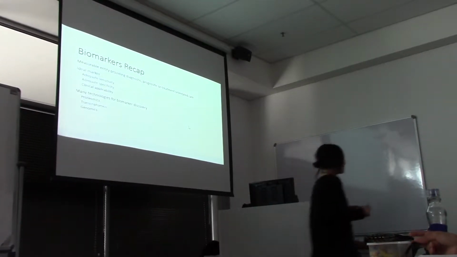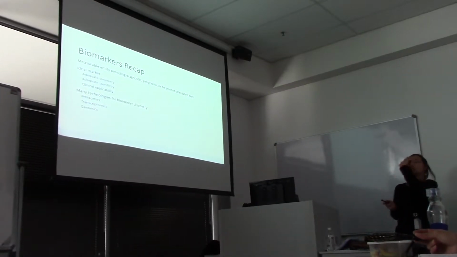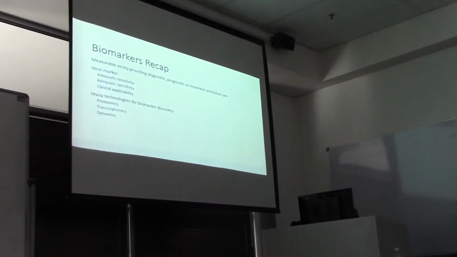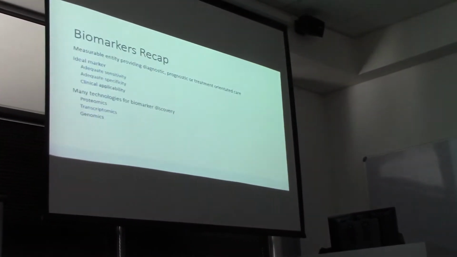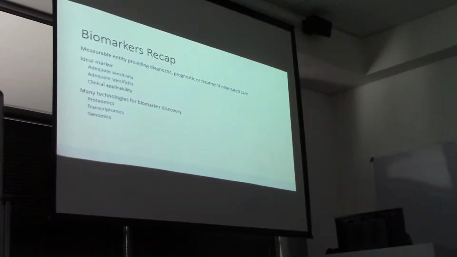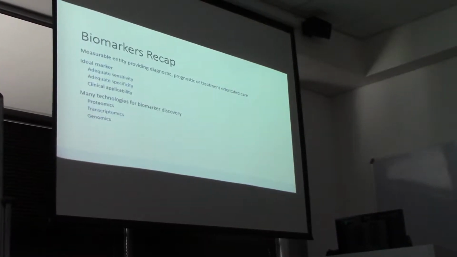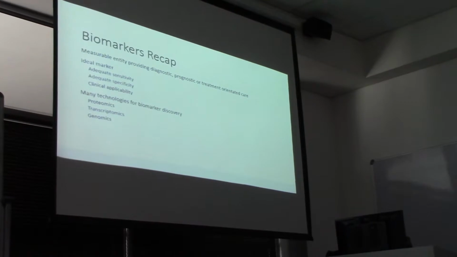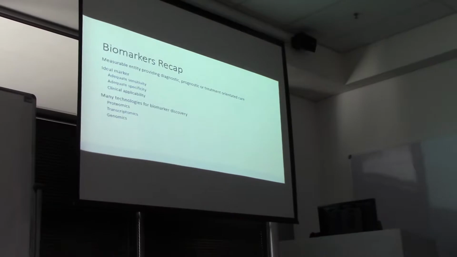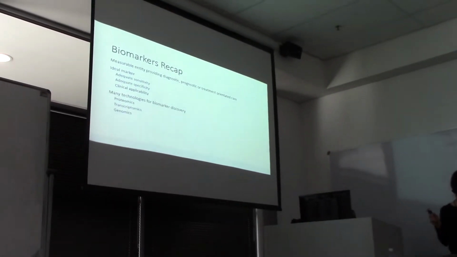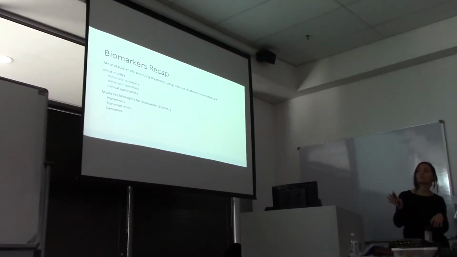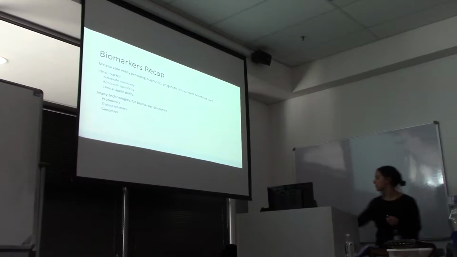Okay, so just to recap our biomarkers, we're interested in these measurable entities that can provide diagnostic, prognostic, and treatment-orientated care. Ideally, we want them to have good sensitivity, specificity, and good clinical application, so that they can be measured in the clinic. But we need to go through discovery-based assays and quite long-winded experiments to find out anything worthwhile to look for. So these are the main technologies, and there are others. I'm not even talking about metabolomics or lipidomics, which is a really big avenue of research at the moment. But we're looking at proteomics, transcriptomics, and genomics mainly. Of course, there are others.